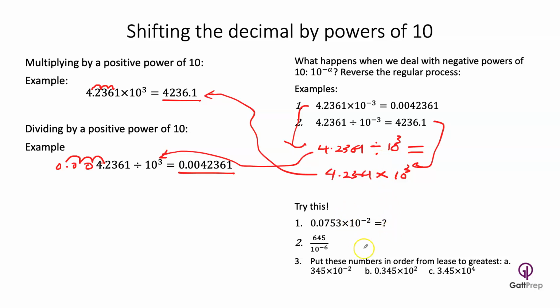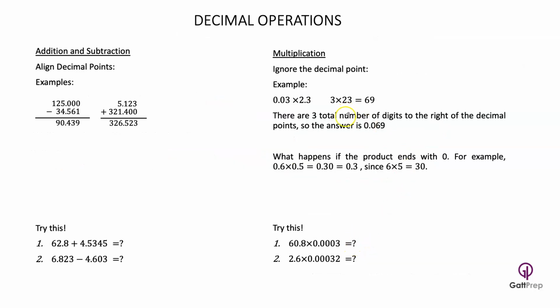Now try the following examples here before you move on. Now turn attention to decimal operations. To add or subtract decimals, align decimal points, then add zeros to the right side of the decimal to make the length the same.